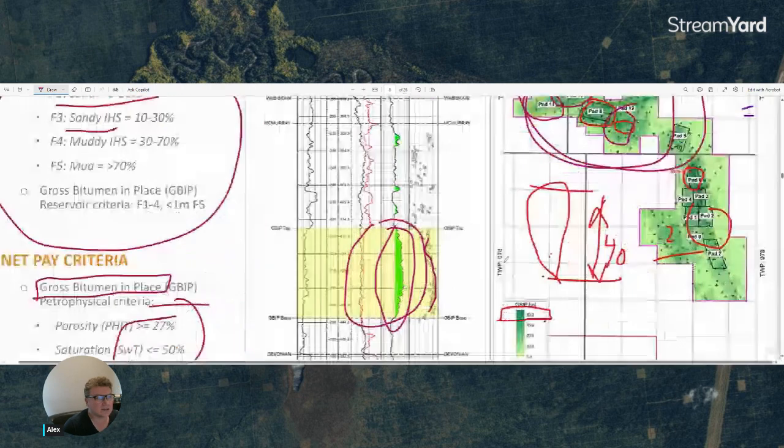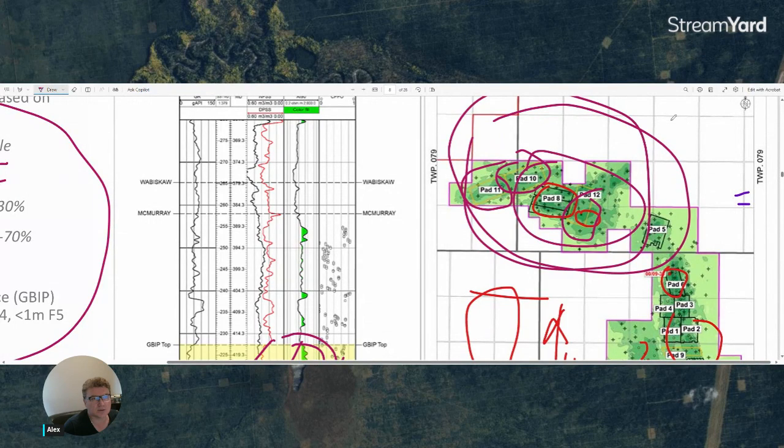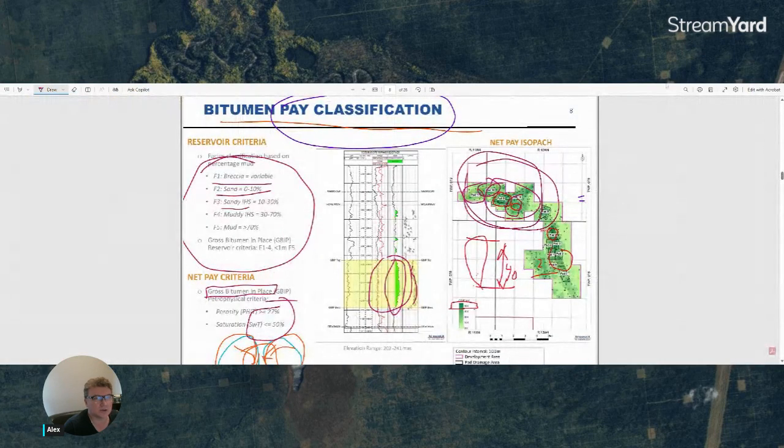I'll zoom in for you guys here. See? So right there, right? So that's where they want to be. That's where they choose to be. Okay.